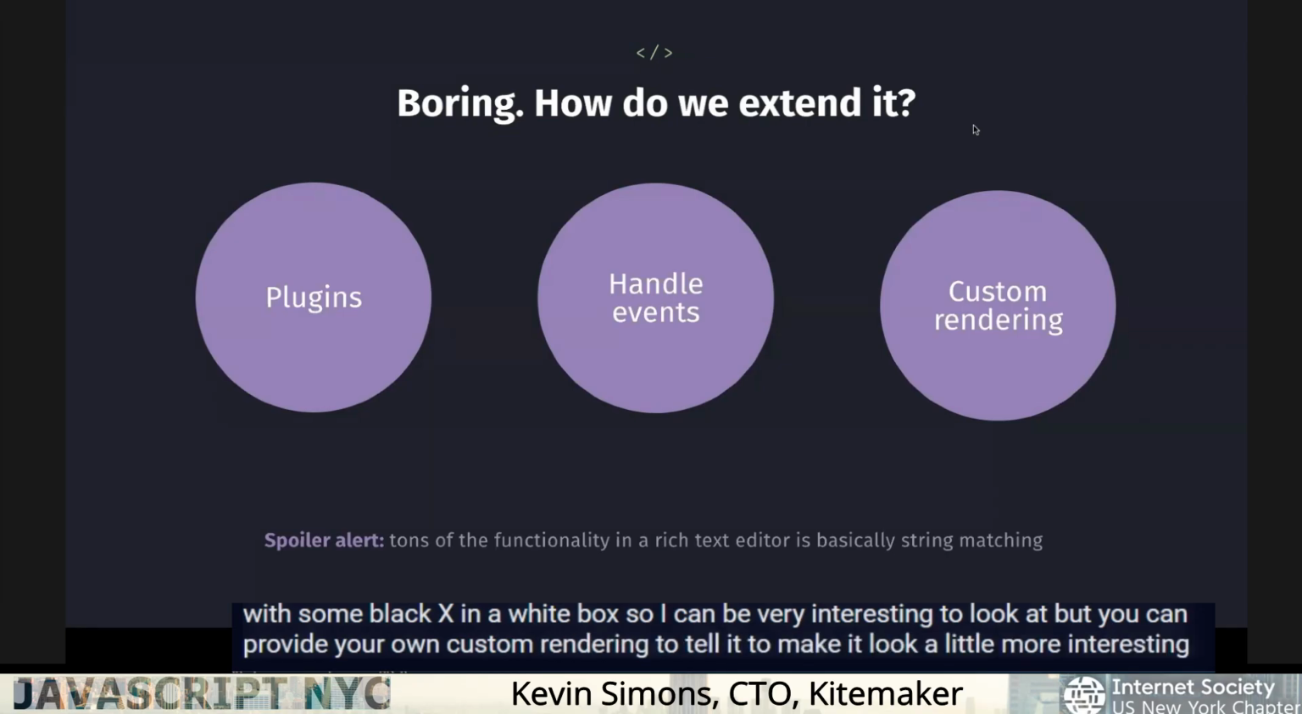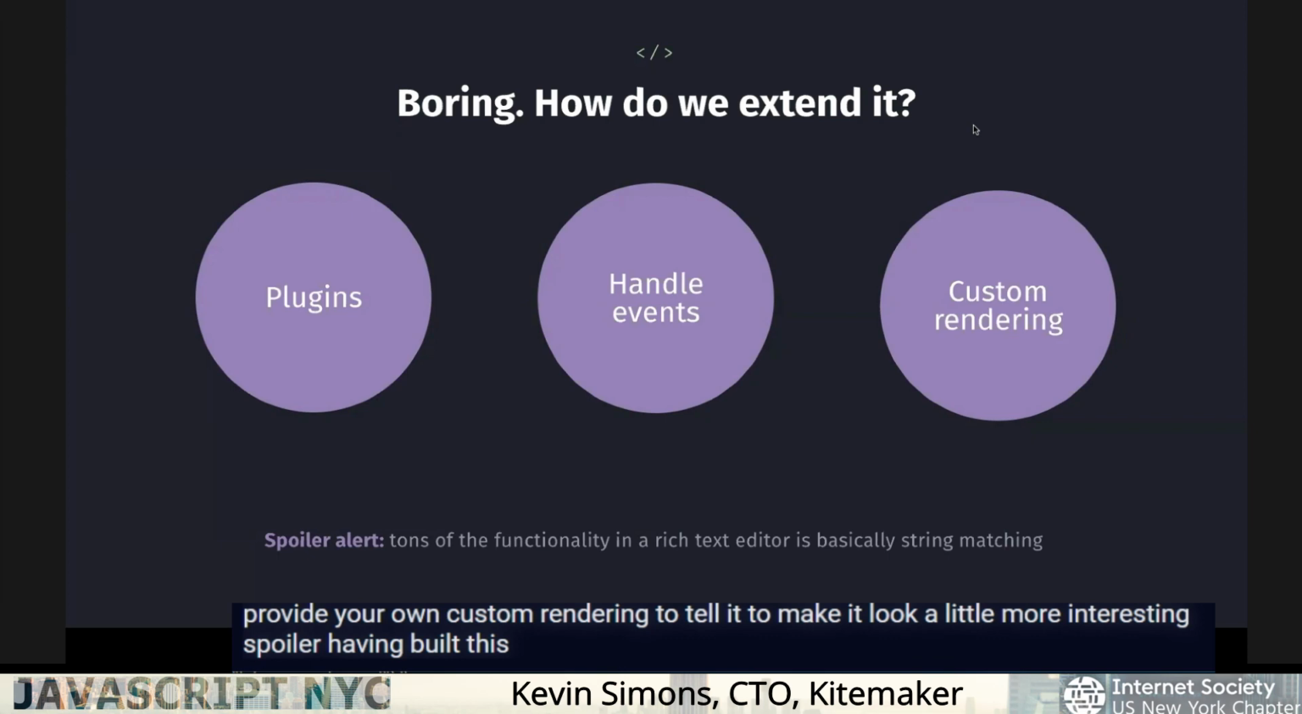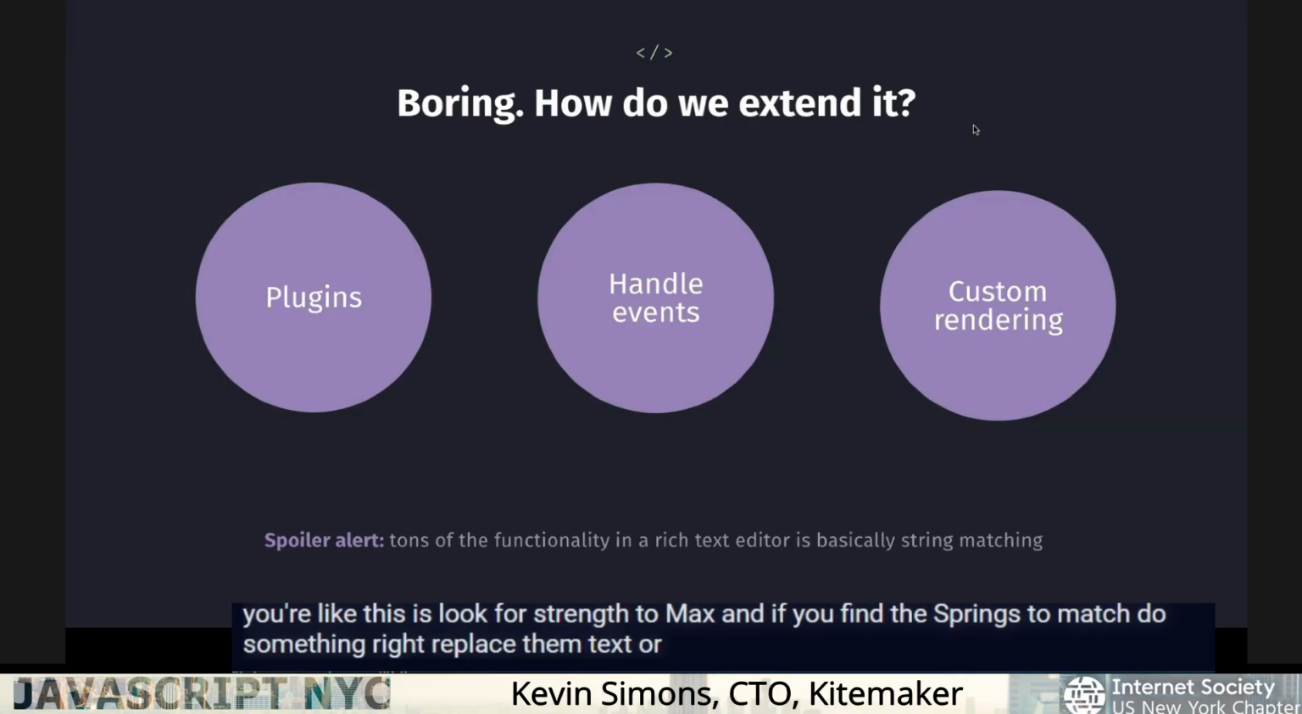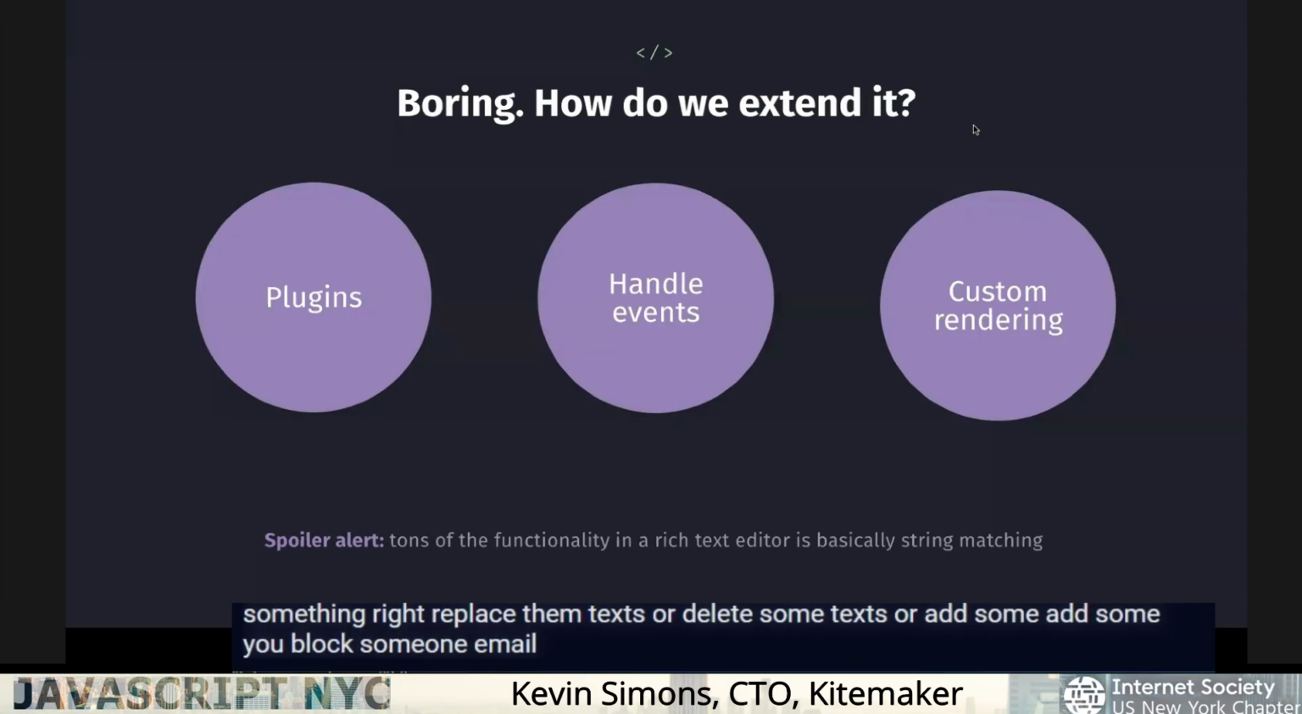And here's the kind of spoiler. Having built this editor over the past year or so, like 80% of what you do when building an editor like this is look for strings to match. And if you find the strings to match, do something, right? Replace some text or delete some text or add some new blocks or whatever. But you mostly match strings. You look for like colon, name of emoji, colon, and replace it with the emoji, or you look for pound sign and a space and then turn it into a headline. Like string matching is 80% of the job.